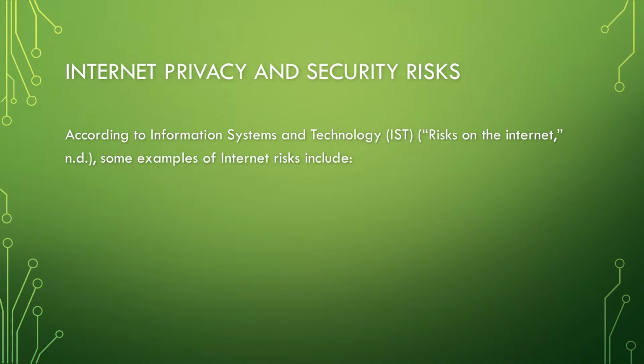There are certain risks associated with interacting with the digital society and spending time online, and it's important to understand those risks and know how to navigate the digital landscape. According to Information Systems and Technology, some examples of internet risks include identity theft, in which people steal your personal information in order to either take your money or otherwise use your identity in a way that might bring you harm.